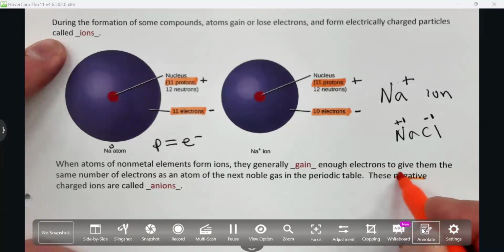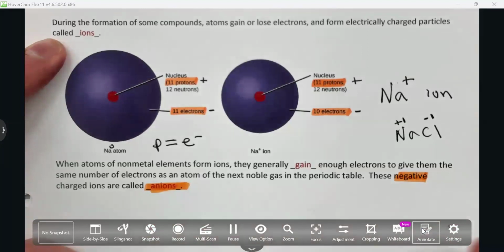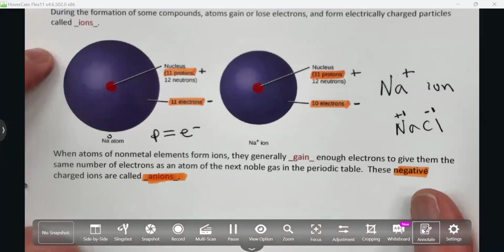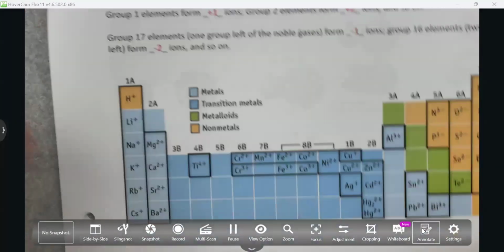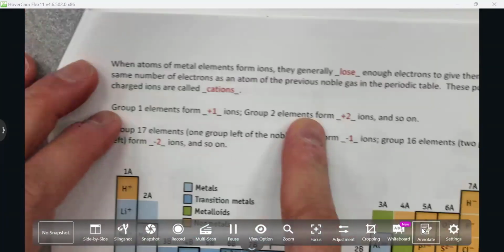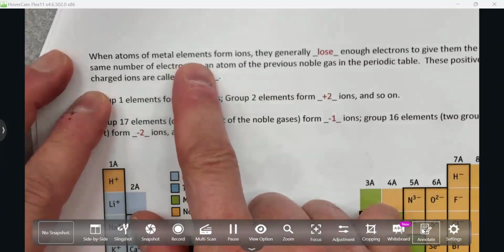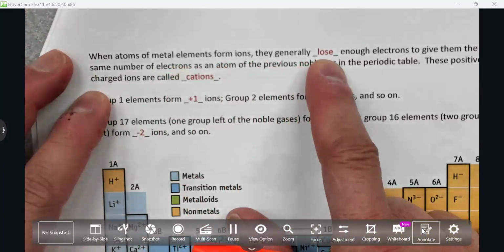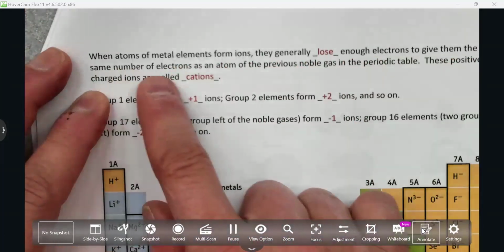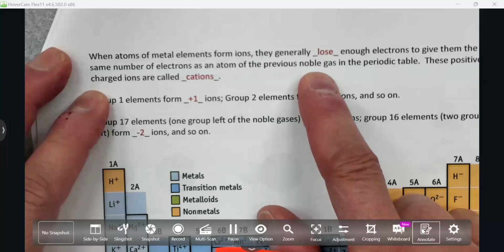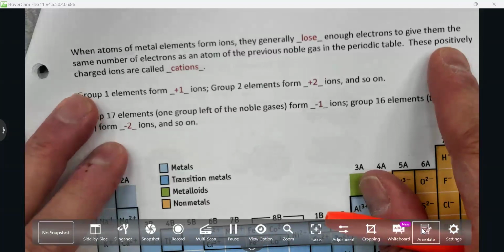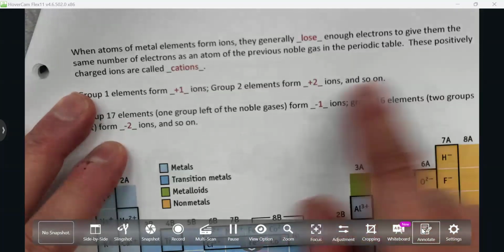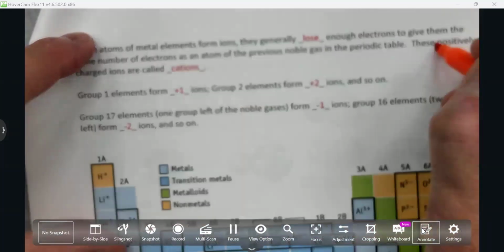Negatively charged ions, anions. When atoms of metal elements form ions, they generally lose enough electrons to give them the same number of electrons as the atom of the previous noble gas in the periodic table. We'll talk about that towards the end. These charged ions, cations, positively charged cations.